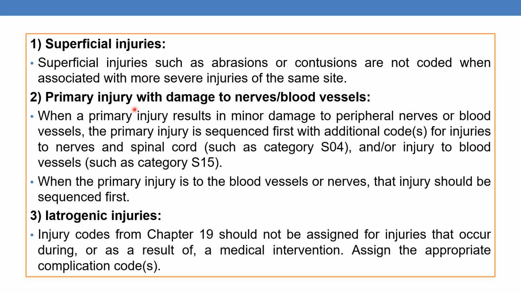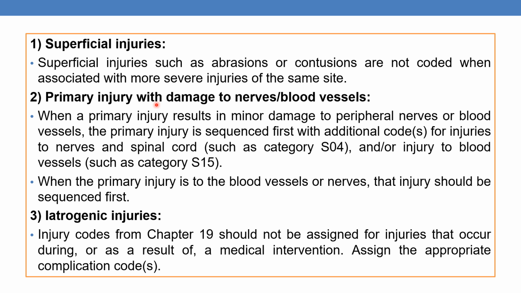Coming to primary injury with damage to nerves or blood vessels. When a primary injury results in minor damage to peripheral nerves or blood vessels, the primary injury is sequenced first, with additional codes for injuries to nerves and spinal cord, which come under the category S04, and or injury to blood vessels, which come under the category S15.